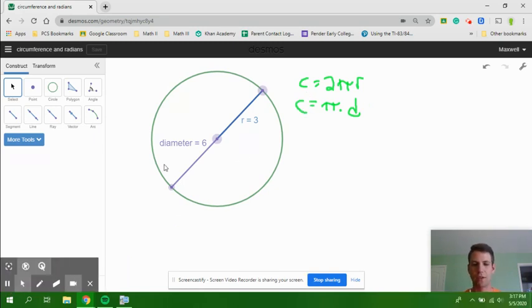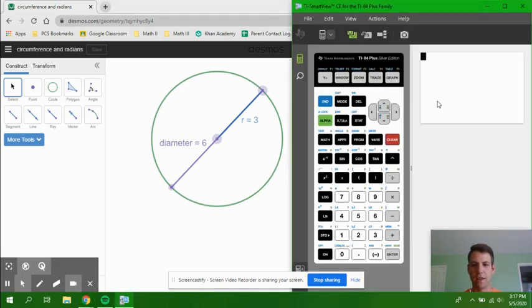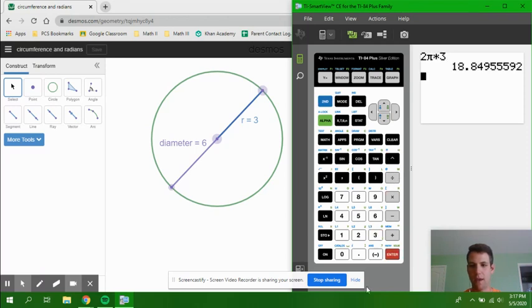I can use my calculator to find the circumference of this particular circle by entering in the numbers we need. We need 2 pi times 3, and we get 18.849. If I took diameter, I could do 6 times pi and get the same answer of 18.849.